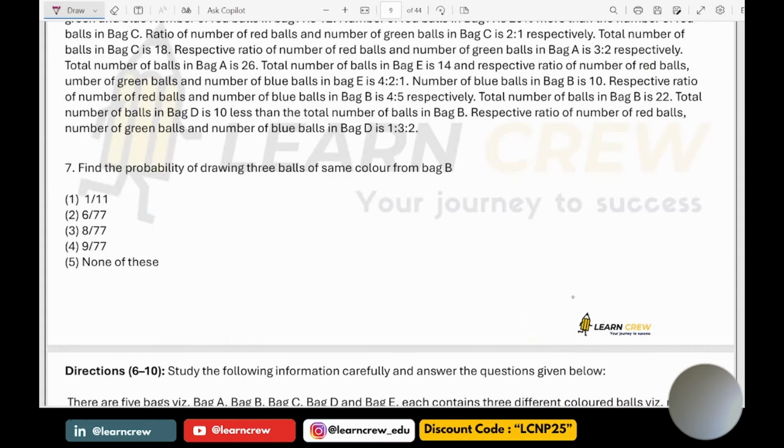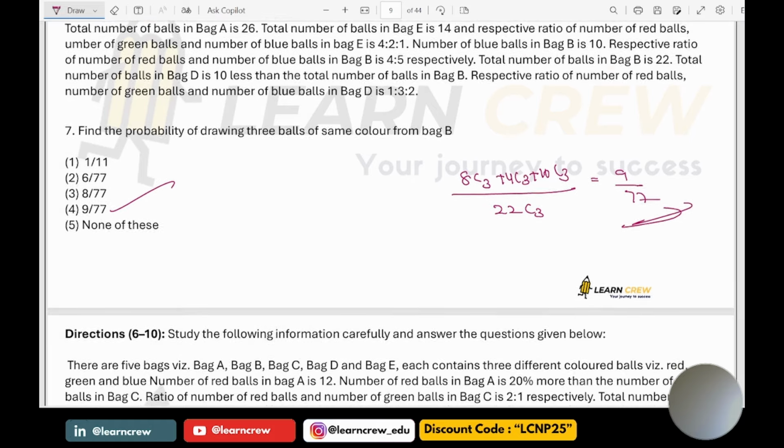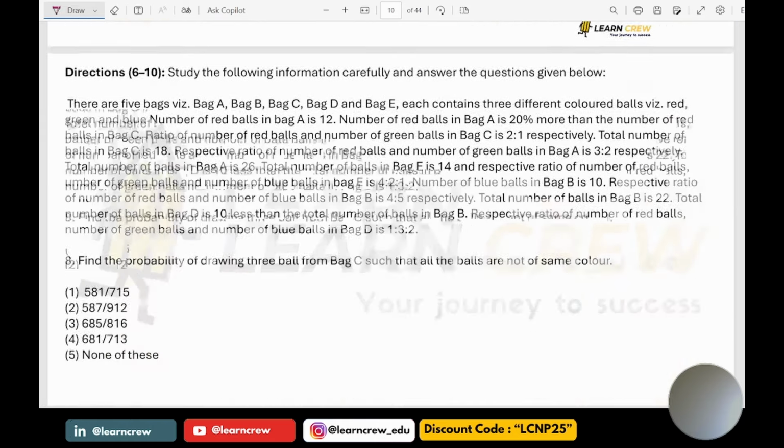Next, find the probability of drawing 3 balls of the same color from bag B. It can be any of the colors, so you can apply the addition rule. It is 8C3 plus 4C3 plus 10C3 divided by 22C3. So if you apply, how much are you going to get? 9/77. Apply nCr and simplify, you get the answer 9/77.